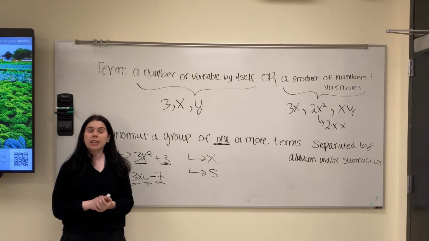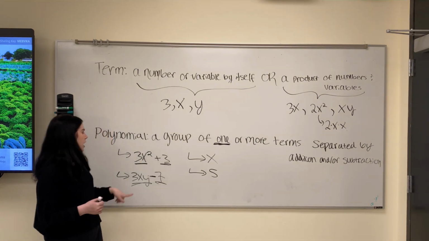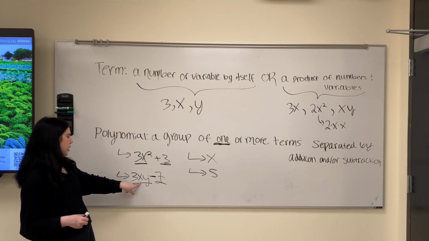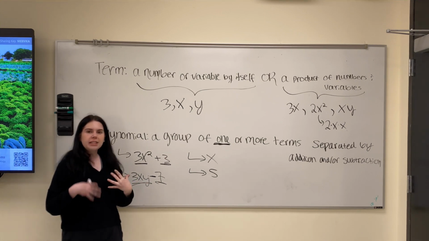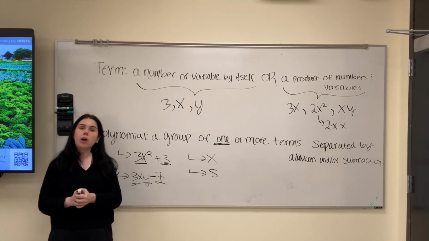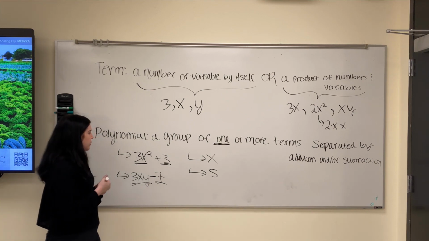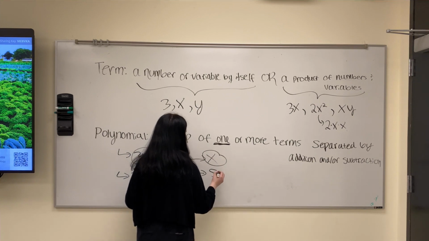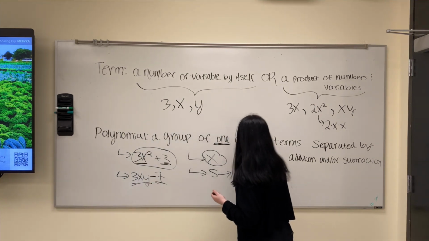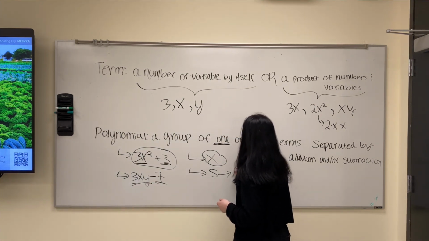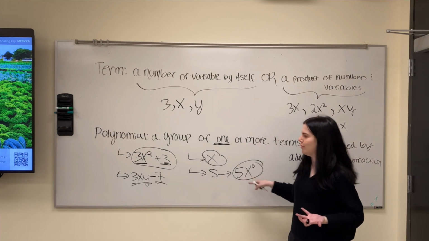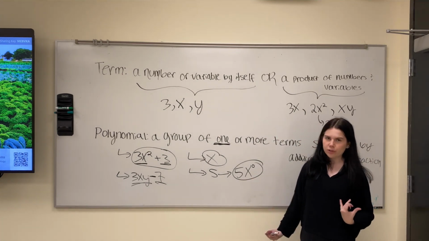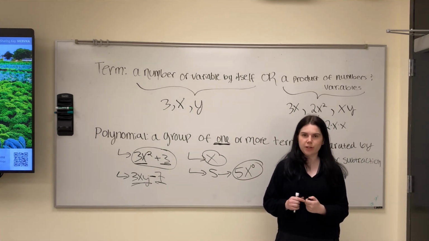So a polynomial can have more than 1 variable. For example, this polynomial has the variables x and y. But in this class, we'll just be focusing on polynomials in 1 variable. So polynomials like this, polynomials like this. Technically, we can think of this as 5 times x to the power of 0. So this is also a polynomial in 1 variable. So when I say polynomial, I mean polynomial in 1 variable.